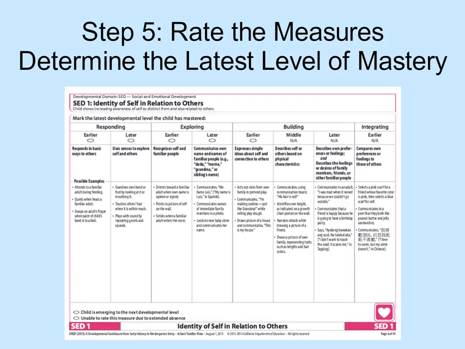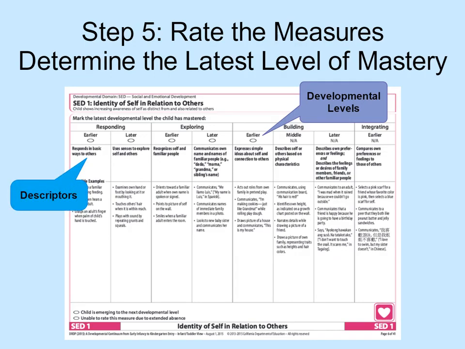Step 5. Rate the measures. Consider which developmental level is most consistent with the observations and documentation of the child's typical behavior. Read the descriptors to help make decisions on which developmental level the child has mastered based upon your observations and other documentation of the child's typical behavior. Communication in all languages the child uses should be considered when completing the measures in all domains.